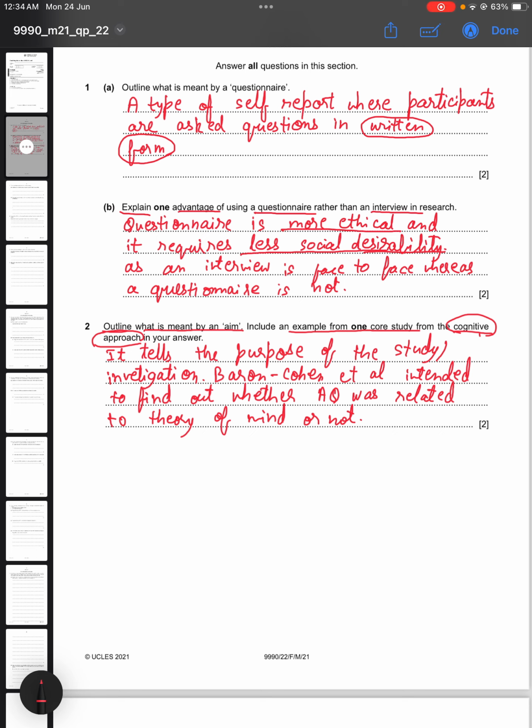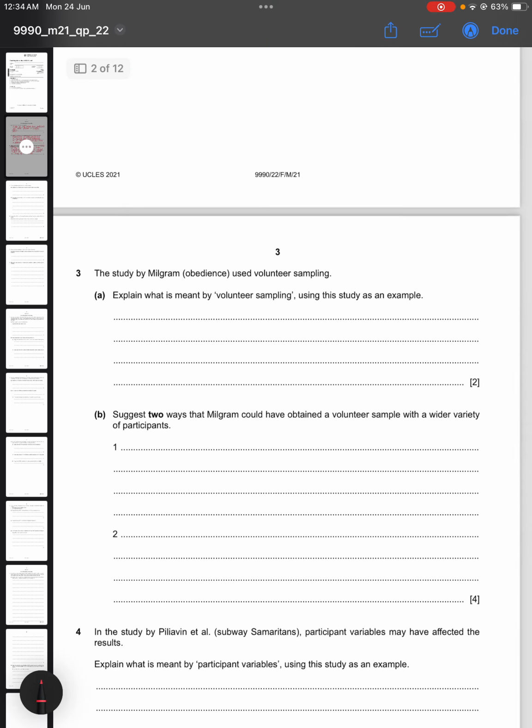You can also give examples from Andrade and Loftus, that Loftus's study had the purpose of investigating whether false memories could be implanted or not. And from Andrade, you can write that Andrade wanted to know whether doodling helps memory or not. So these are the examples you can give from either of the cognitive approach studies.